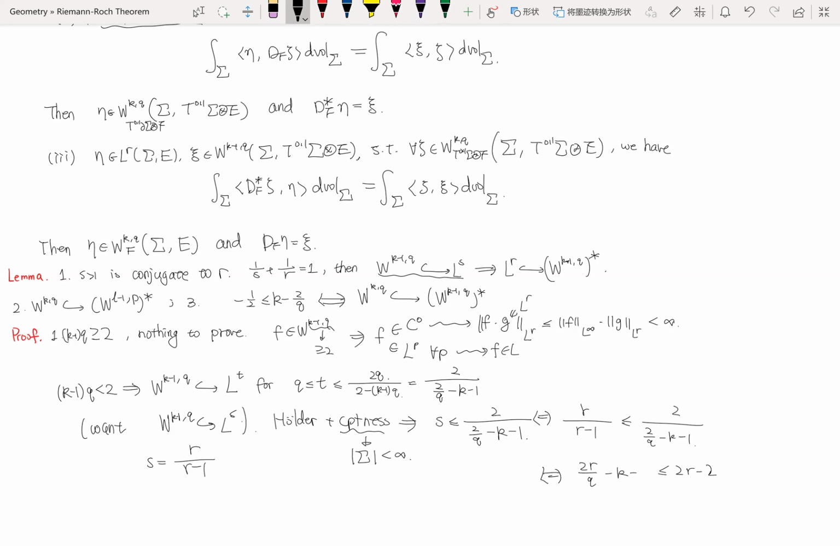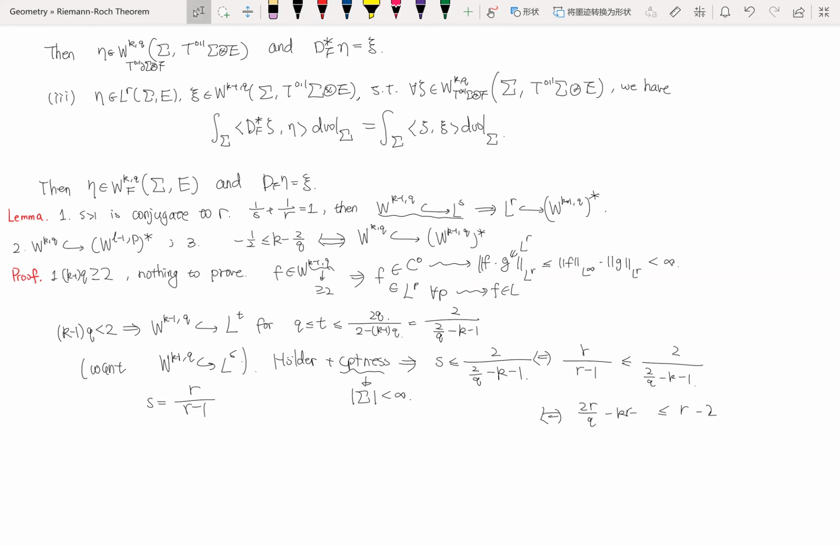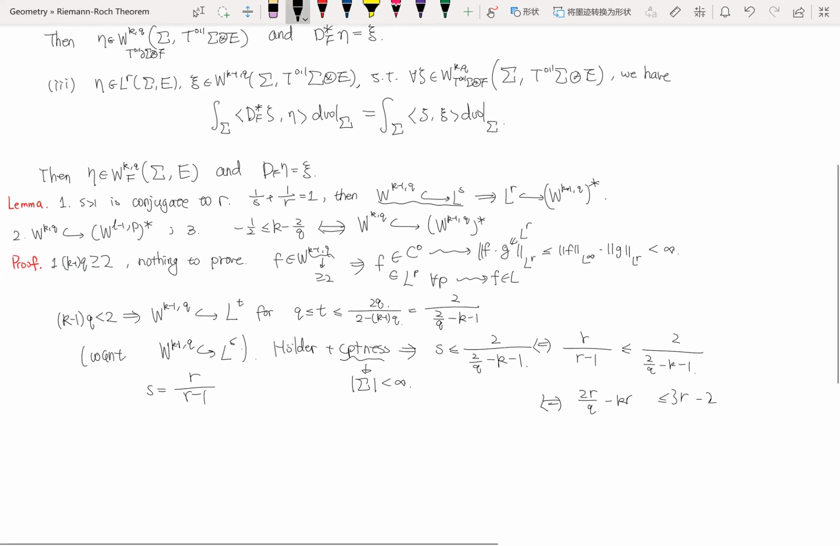So we will have... no, this is 3. Yes, this is 1. This is 2. And this is equivalent to saying that minus k minus 3 times r is bounded by minus 2.